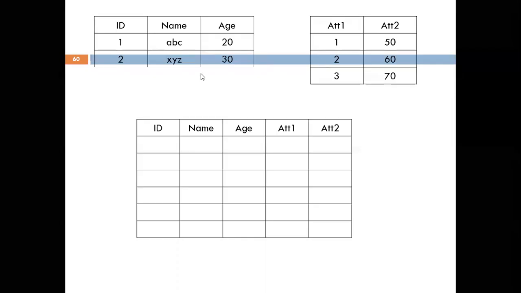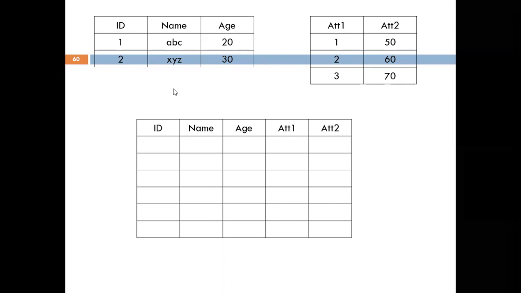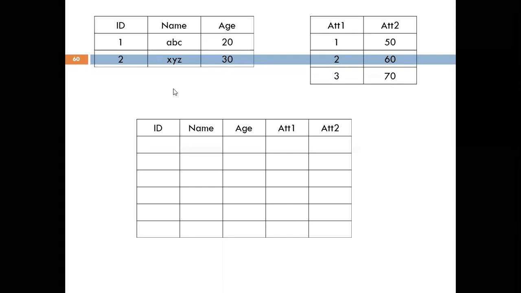Consider this particular example. Here we have two tables. Table 1 has two rows and three attributes, the attributes ID, name and age. Whereas the second table has attribute 1 and attribute 2, with three rows.